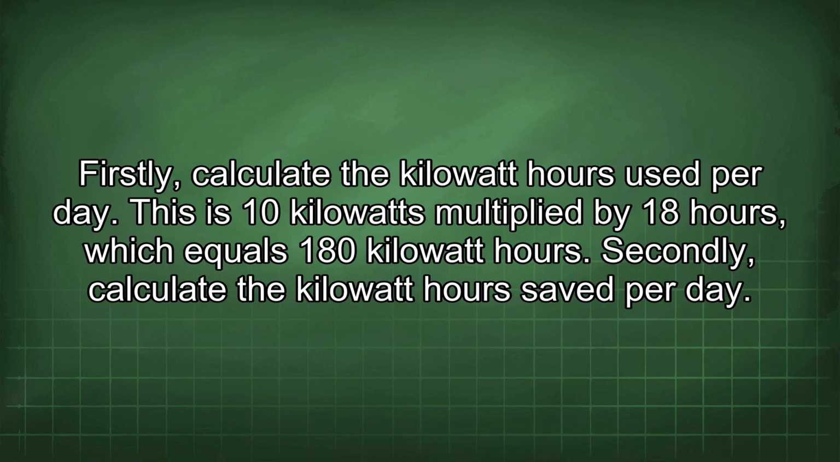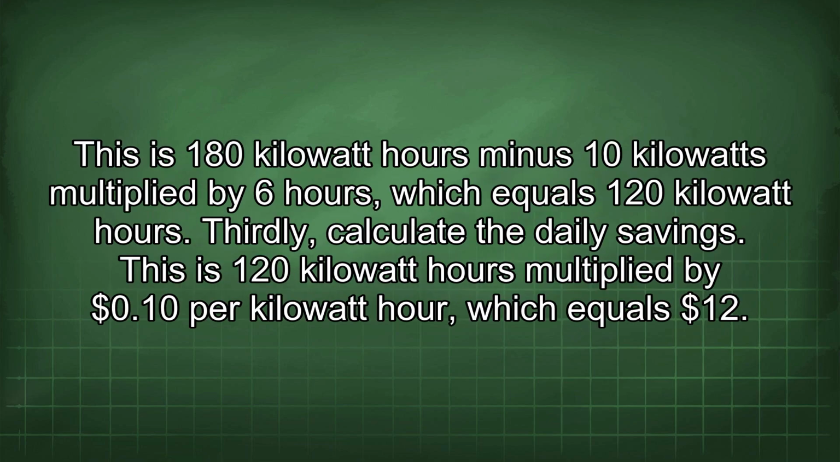Firstly, calculate the kilowatt-hours used per day. This is 10 kilowatts multiplied by 18 hours, which equals 180 kilowatt-hours. Secondly, calculate the kilowatt-hours saved per day. This is 180 kilowatt-hours minus 10 kilowatts multiplied by 6 hours, which equals 120 kilowatt-hours. Thirdly, calculate the daily savings. This is 120 kilowatt-hours multiplied by 10 cents per kilowatt-hour, which equals $12.